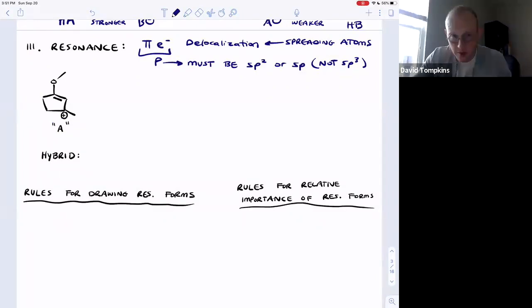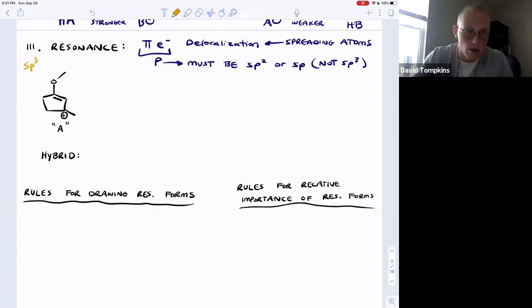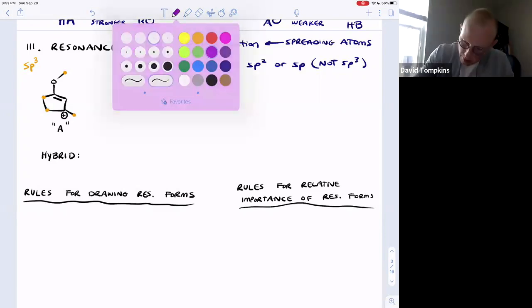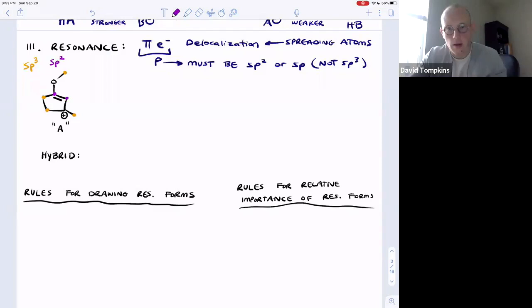The first thing I do is I go through and look at some hybridizations, right? So if we put sp3 carbons in orange, the carbons that are only singly bound, these have 4 domains, so they're all sp3 hybridized. The carbons that are doubly bound are sp2 hybridized.